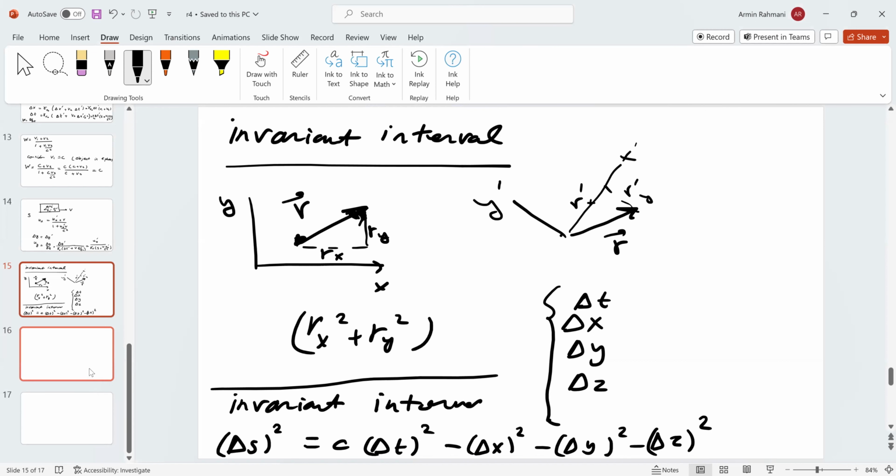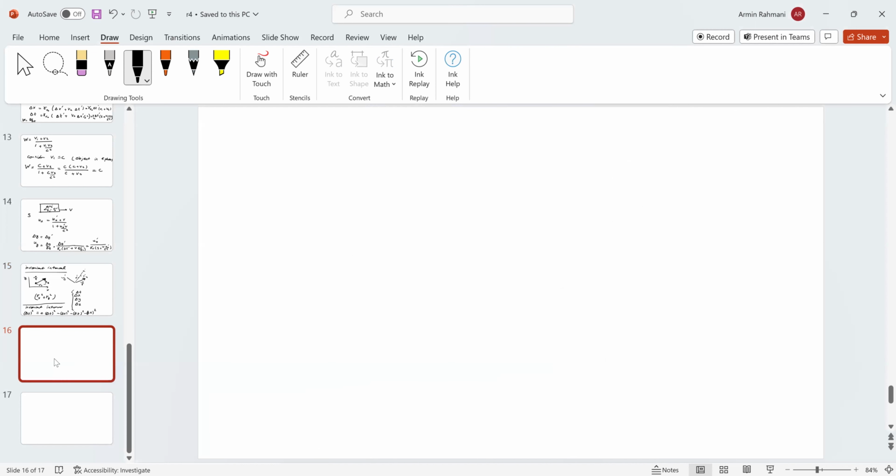All right, I think that's a good place to stop. Next time, we'll spend some time proving this, and then depending on the sign of this invariant interval, we can have various cases, and there's a relationship to causality that we'll discuss. So yeah, that's a good place to stop.